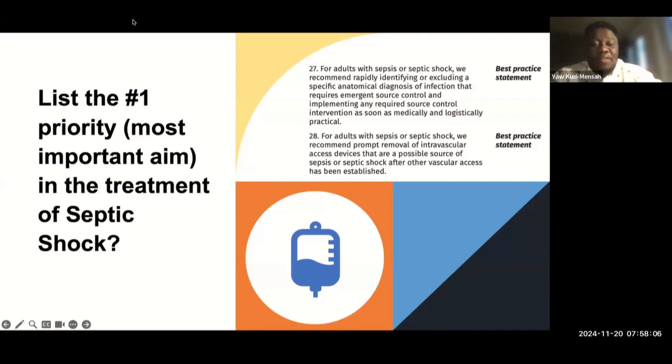Okay, so the recommendation is that you need to treat that. So if there's an anatomical source, control is very important. I remember during my fellowship, one of the things I used to have a fight with the surgeons about was source control. If you don't have source control, you can throw all the antibiotics at the patient, they would not survive. So the key thing is, if there's an obvious anatomical source, you need to make sure that you get adequate source control.